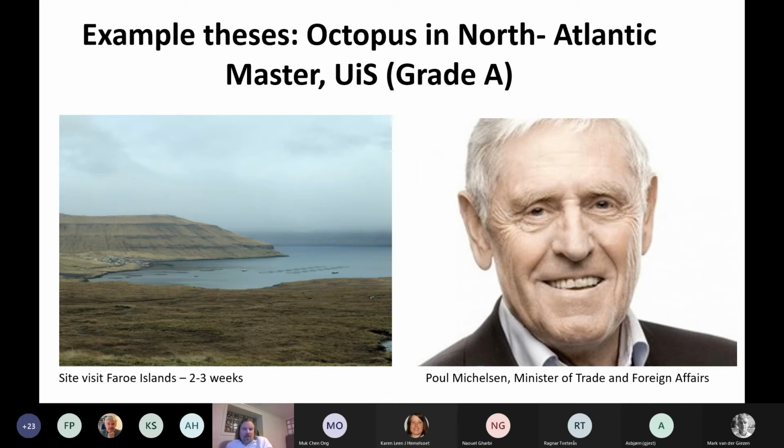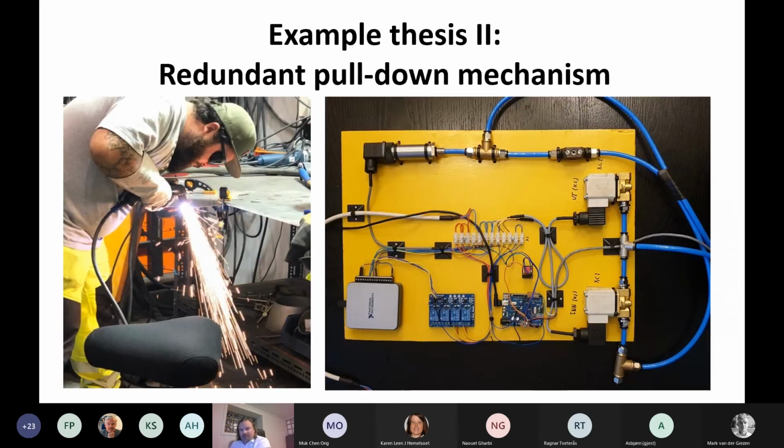She went over there for 2-3 weeks and had a very great site visit, interviewing people in the fish farms, politicians, biologists, and among others the person you see here to the right, Paul Mikkelsen, who was the Minister of Trade and Foreign Affairs, who gave her some great advice on what might happen in the future of Faroese fish farming.